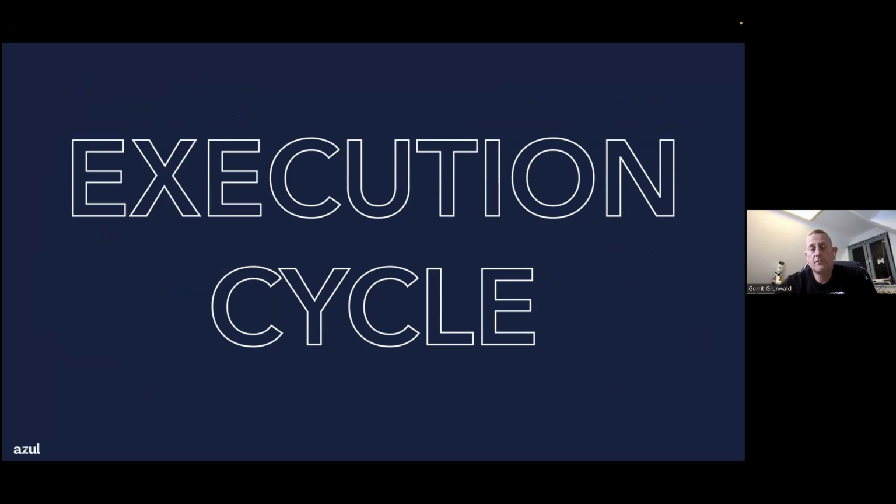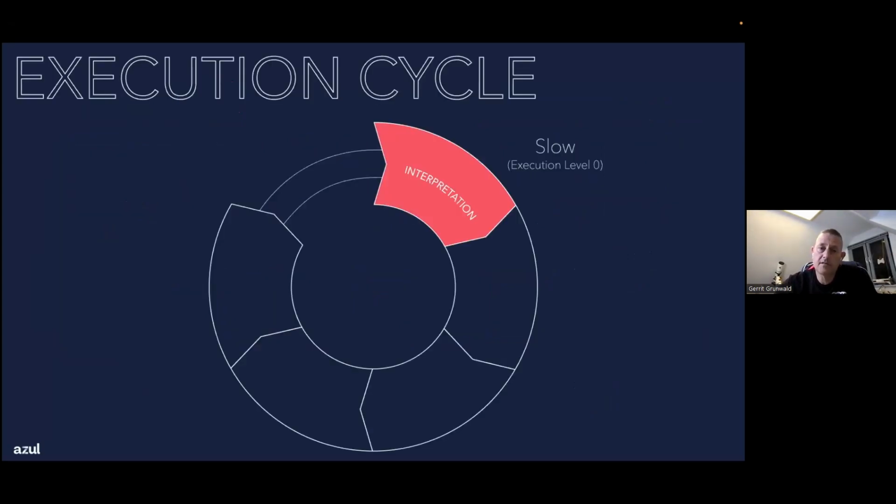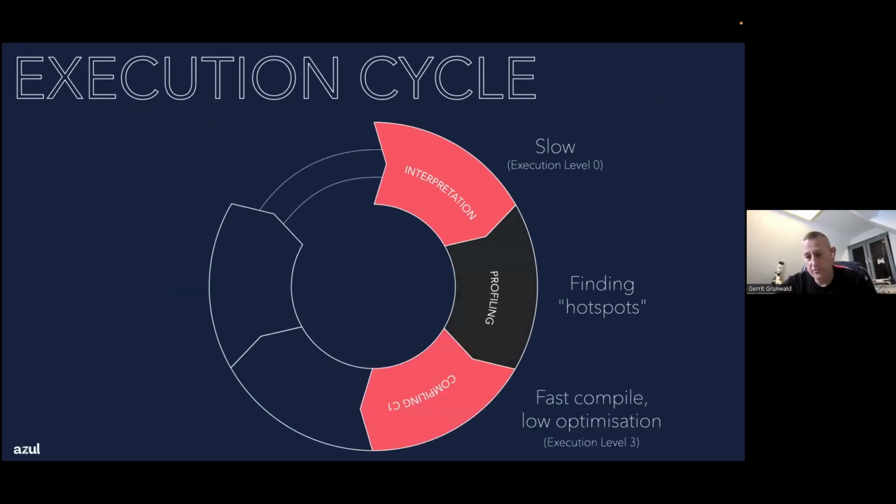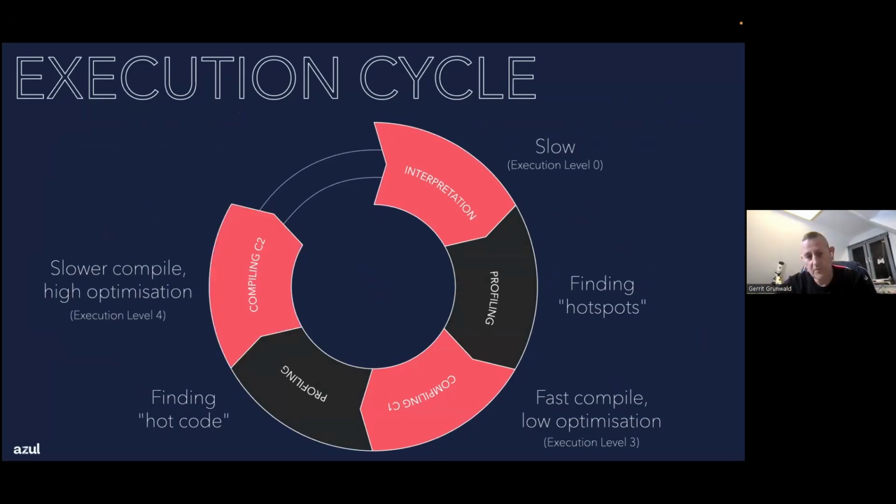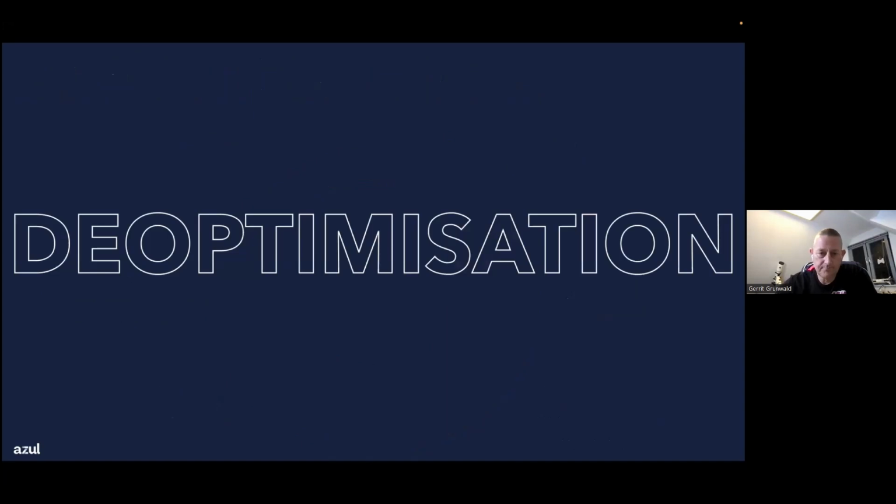And if we take a look from a different perspective, then this is the so-called execution cycle. Then we have the interpretation first, which is slow. Then we have a profiling phase, finding the hotspots, pass the code to the C1 compiler, again profile this code, and then forward it to the C2 compiler. And then there's this other thing that you see here, which is called de-optimization. So you might ask yourself, why do we optimize the code if we then de-optimize it, right? And there's a reason for that. Let us take a short look at the optimization.